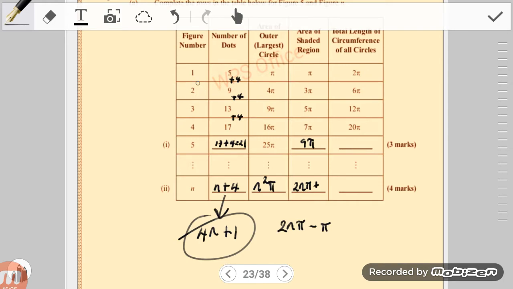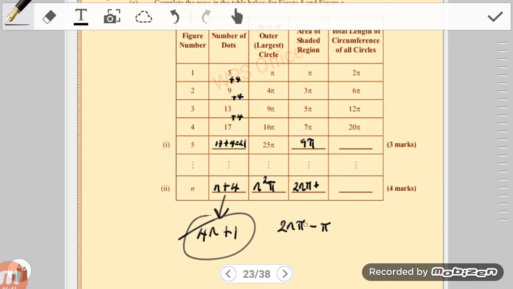But we have to check if it works for this. Because 2 times 2 is 4, so that's 4 pi minus pi. That's going to give me 3 pi. So it works for the second figure. Let's try the third figure. 2 times 3. 2 times n, guys. N represents the figure. So it's 2 times 3 times pi, so that's 6 pi minus pi. That's 5 pi. So there we have a consistent pattern here of 2n pi minus pi.